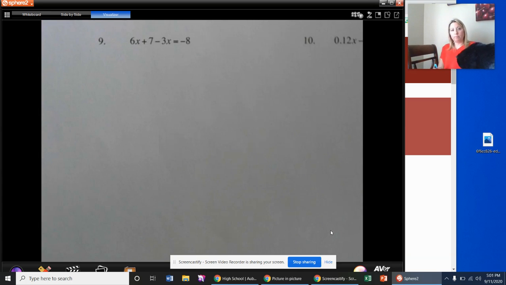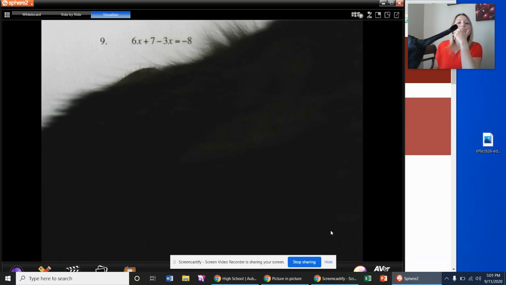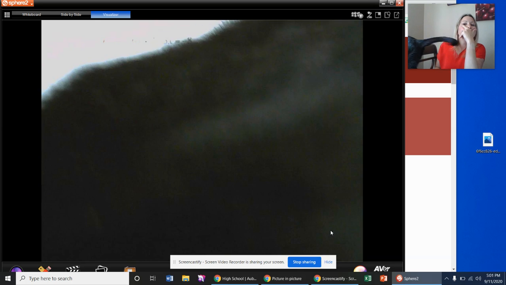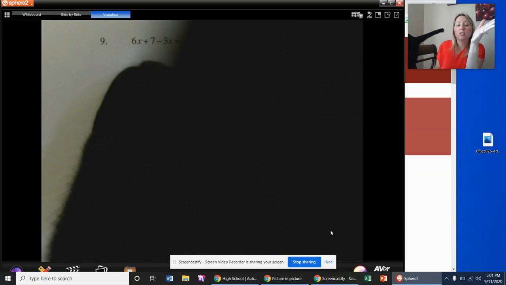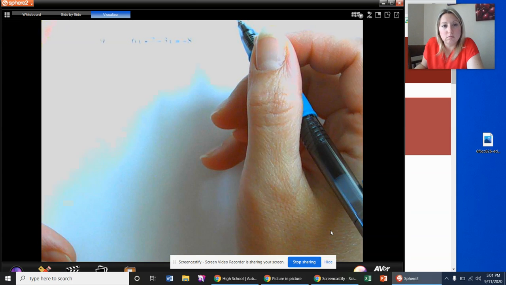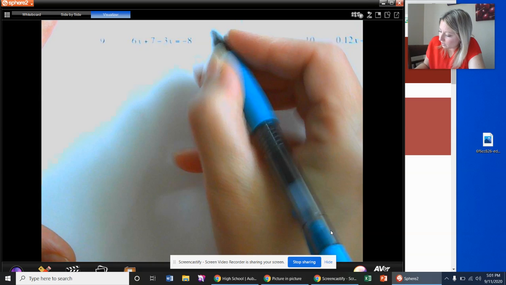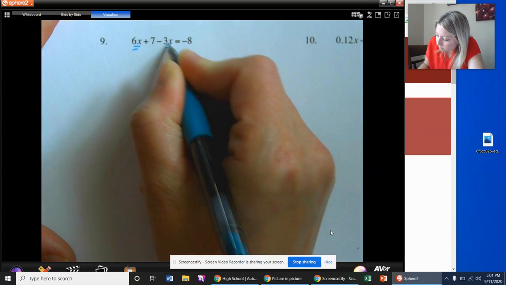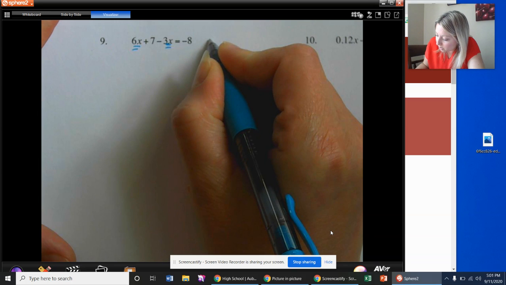Okay. So number 9, you'll notice that I've got variables on the same side of the equal sign that need to be combined. I'm going to use the commutative property to put them next to each other in my head. Then I'm going to use the associative property to actually combine them. All right? Maybe my hand will help. There it goes. All right, so there's the like terms that I'm going to combine, right? And the associative property and the commutative property.